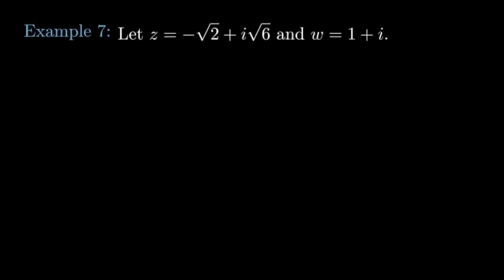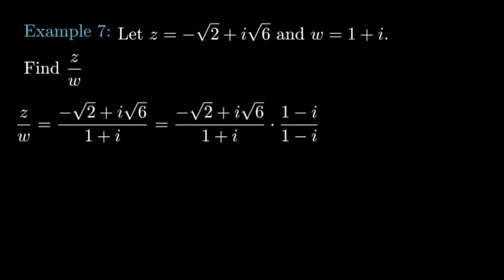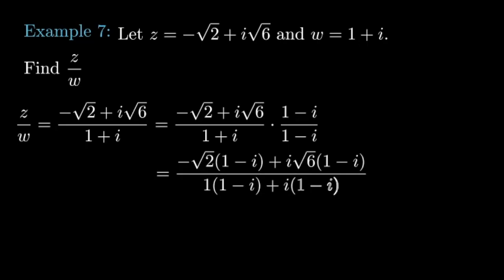And we'll compute the ratio z over w. Let's just write z over w as minus root 2 plus i root 6 over 1 plus i. As before, we'll multiply by the conjugate of the denominator and divide by the conjugate of the denominator. So now if we expand this out, we end up with minus root 2 times 1 minus i plus i root 6 times 1 minus i, all divided by 1 times 1 minus i plus i times 1 minus i.